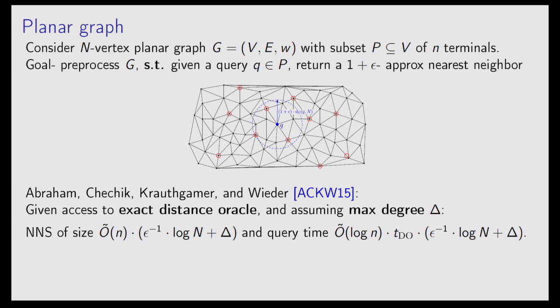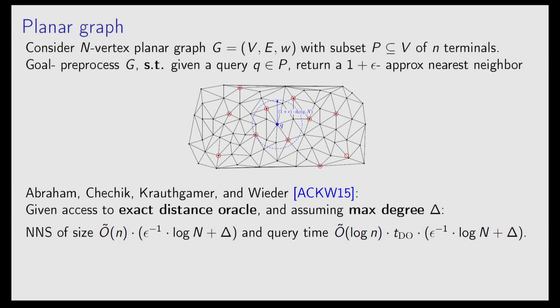And here's what we know. This is resolved by Abraham, Chechik, Krauthgamer, and Wieder. If you assume two things: first of all, you give me access to an exact distance oracle, which means that given this query Q, I can query the exact distance between Q and any point in P. And in addition, you assume that the maximum degree is delta. Then they constructed a nearest neighbor search of size linear times essentially the max degree, and the query time is logarithmic times, again, the maximum degree, times the time of the exact distance oracle.